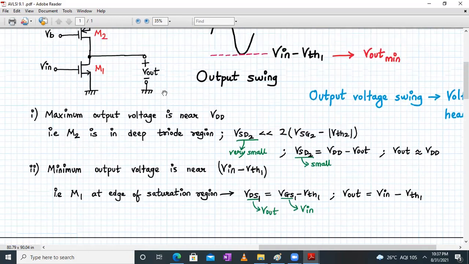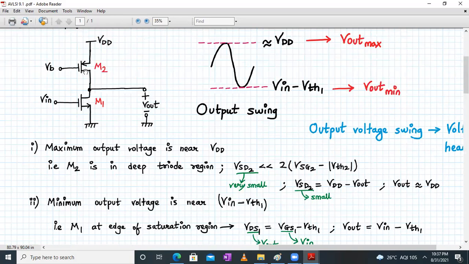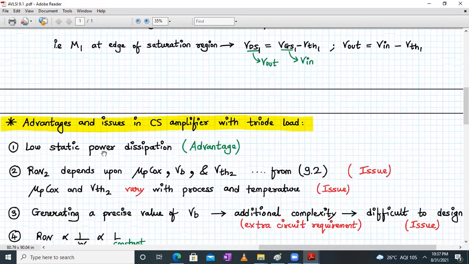So let us see the diagram over here. So M2 is in the deep triode region. When it is in the deep triode region, it draws very less current. Okay, that means your power consumed will be lesser. So hence we can write over here low static power dissipation, which is a kind of an advantage over the saturated load and the resistive load. But with respect to the integrated circuit, it's poor actually.